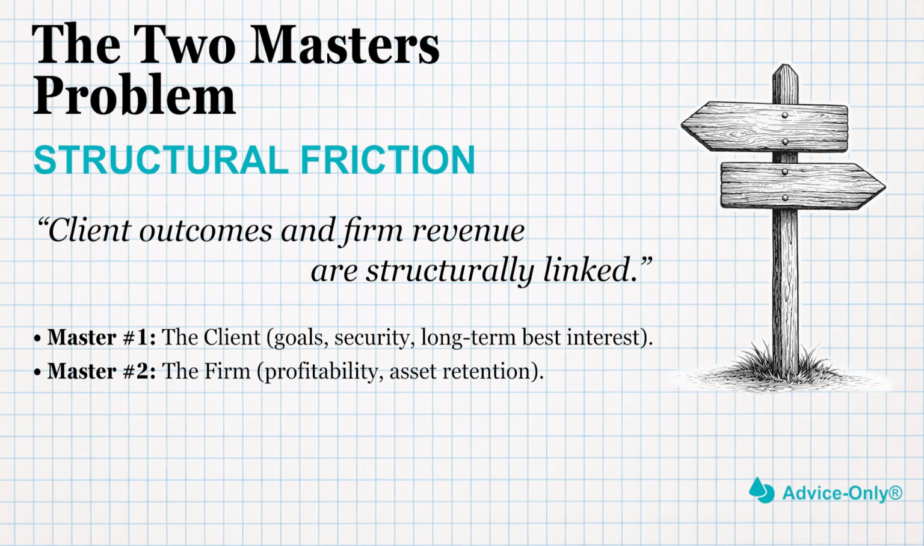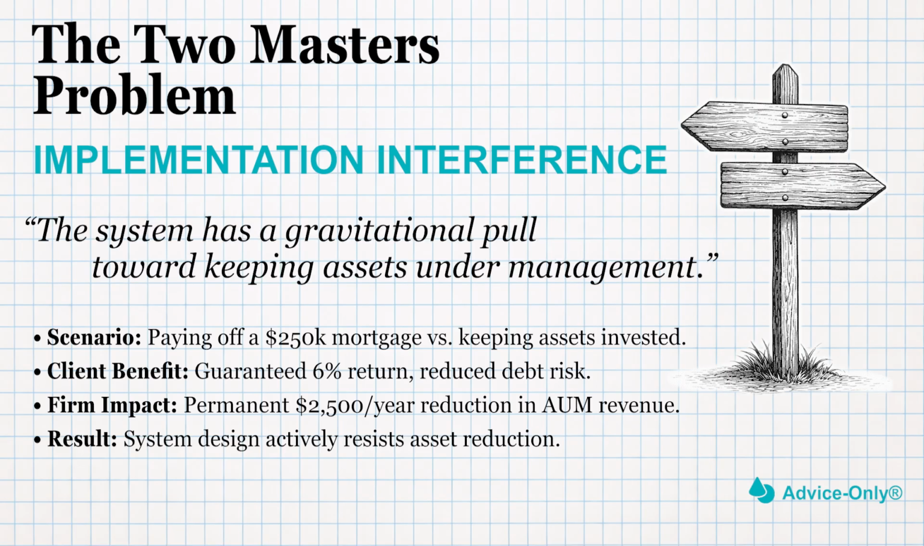What this reveals is structural friction, the tension that arises when advice is expected to remain neutral inside systems economically tied to implementation. Let's walk through a simple example. Imagine a retired client with $700,000 in a taxable brokerage account and a $250,000 mortgage at 6% interest. From a planning standpoint, paying off that mortgage might be one of the smartest financial moves the client can make.